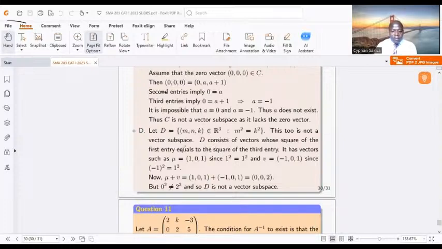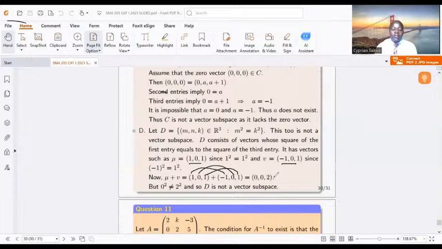So that means D comprises vectors like u, where the square of the first entry equals the square of the third entry. It also comprises vectors like v here, and you can see because the square of this is the same as the square of 1. Because it comprises u and v, it has these two vectors. What is the sum of these two vectors? No, 0, 0, 2. When you add, just add the corresponding entries. So you get 0, 0, 2.